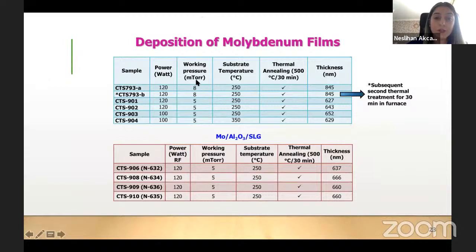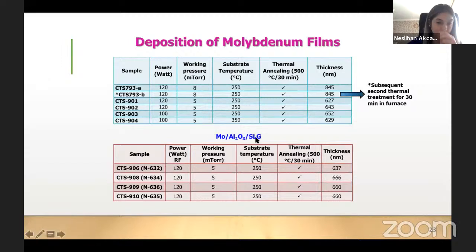We decreased the working pressure to 5 millitorr, as you see. And we really obtained very good properties, electrical and optical properties of molybdenum films after our studies. So we also produced molybdenum back contact layer on aluminum oxide coated soda lime glass substrate, because we investigated the sodium diffusion from soda lime glass substrates into the absorber layer.